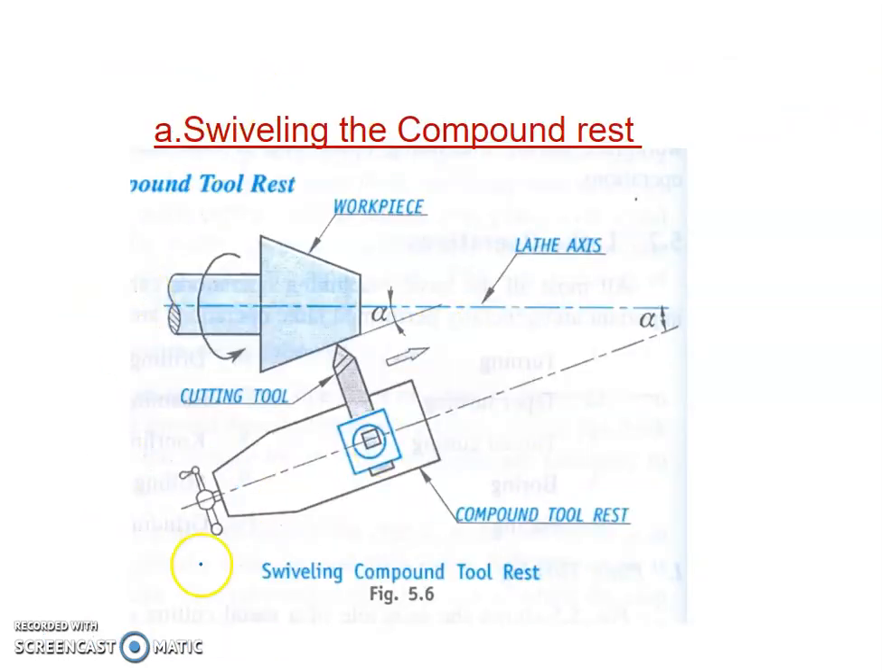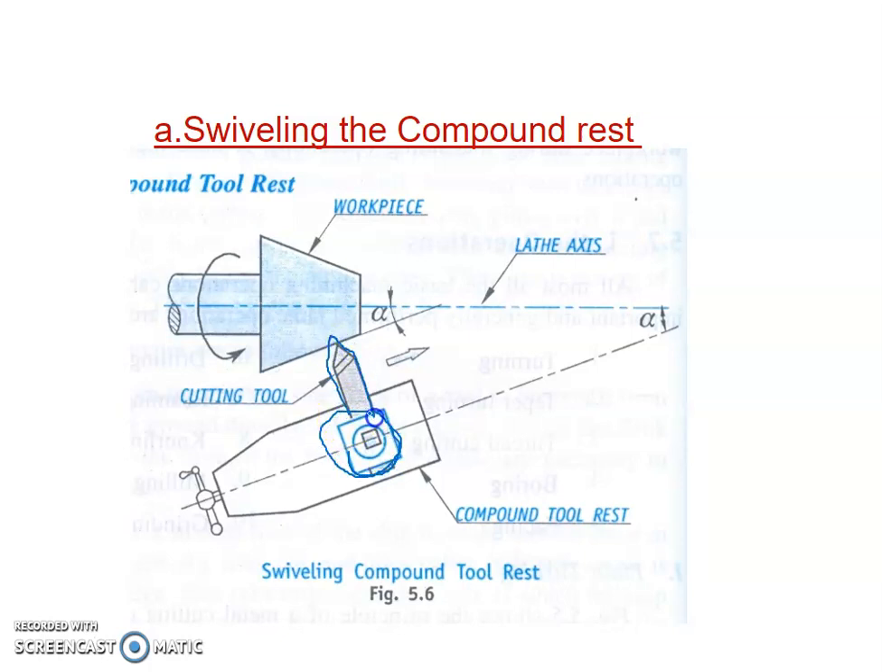So you can see here the diagram. This is the cylindrical workpiece. That cylindrical workpiece we can hold between the two centers, one is the dead center and the other the live center, or the headstock and tailstock. Then we can see this is the tool post. In the tool post we can hold the cutting tool.